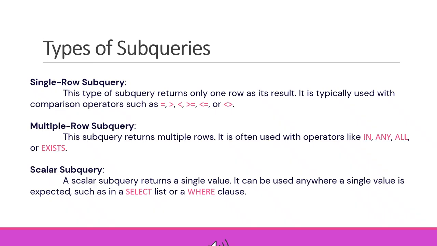Let's see about single row subquery. This type of subquery returns only one row as its result. It is typically used with comparison operators such as equal to, greater than, less than, not equal to, etc.